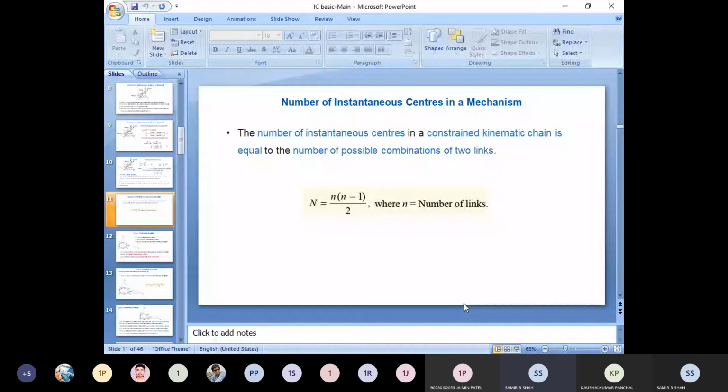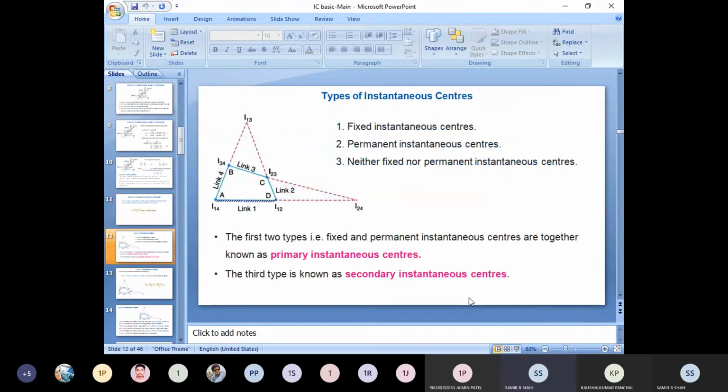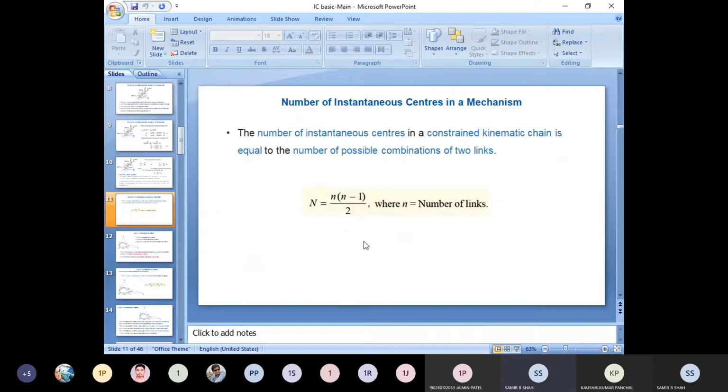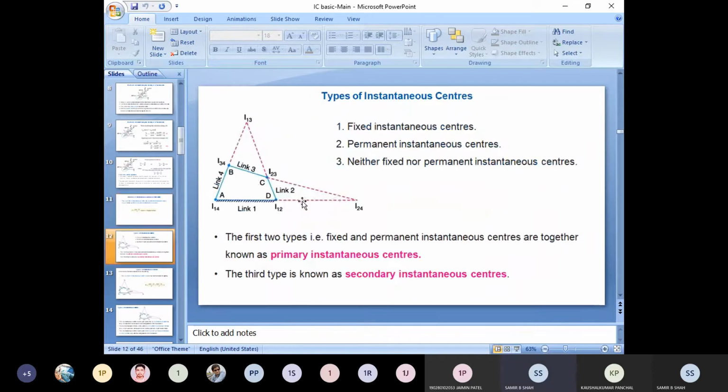Now, after that, we talked about the basic equation to find the number of possible combinations of two links, which is n(n minus 1) by 2, where n is the number of links. So initially we take one example where a four-bar chain is there, and in place of small n we put 4 in the bracket, 4 minus 1 by 2, so we are getting 6 as the number of I centers, and that we arranged in this way.